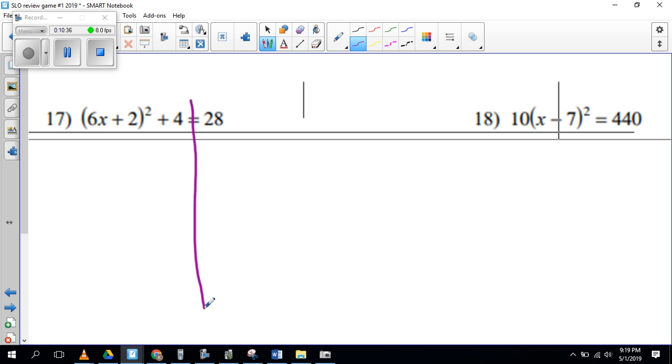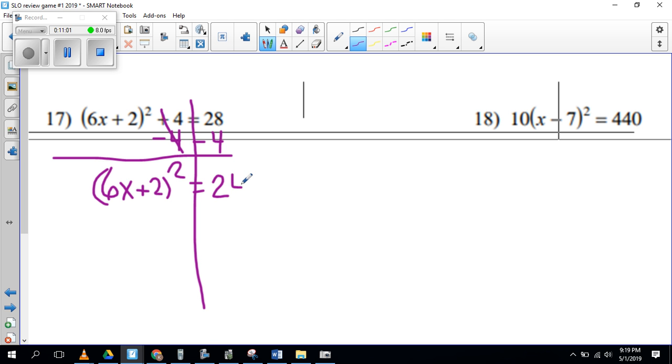So this time we just can't automatically jump to this parentheses. We got to get rid of this plus 4 first. So to undo a plus 4, we minus 4 on both sides. So we do minus 4. So we're left with 6x plus 2 squared. And then 28 minus 4 is 24. Okay, now we can do like we did in the last problem. We got to undo the square by taking the square root. And that undoes itself. And we're left with 6x plus 2.